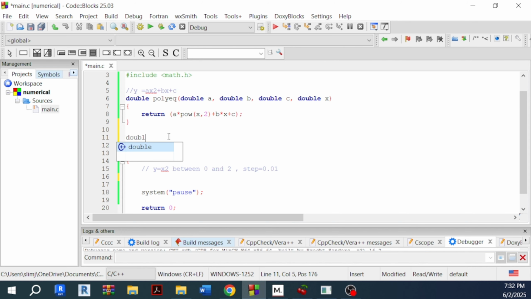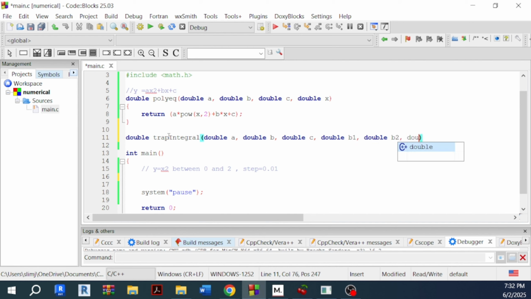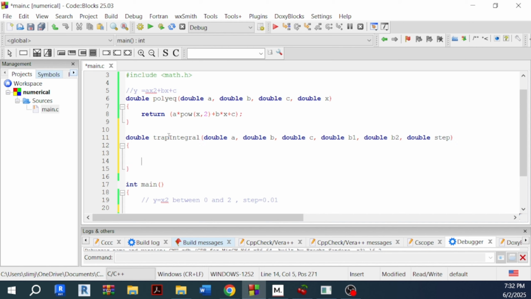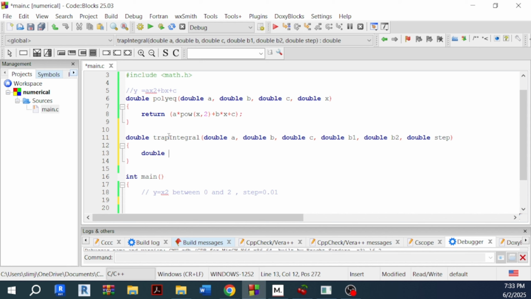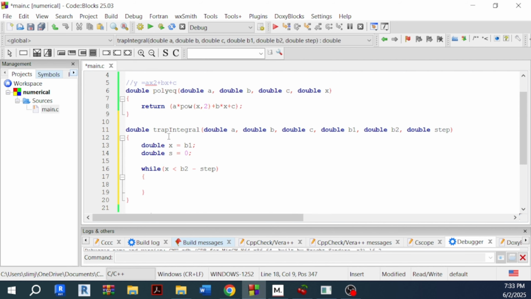So double, we will call it trap_integral, double A, double B, and double C. Then the first boundary b1, second boundary b2, finally the step, which again will define the resolution or the accuracy of the result. We will start with x equal b1, the first boundary, and double s equal to 0, which will be the sum. It will keep adding until it adds all the areas, all the trapezoids, so to speak. While x is less than b2 minus step, as we've seen before, what would be the area?